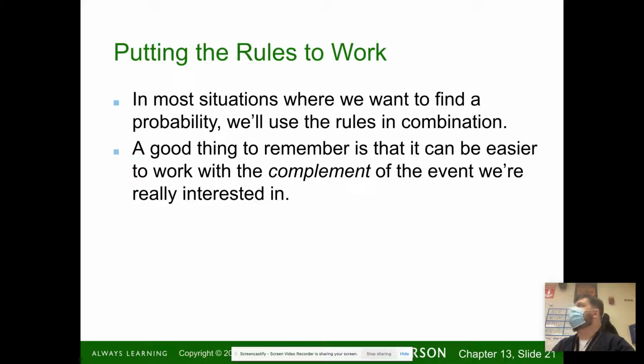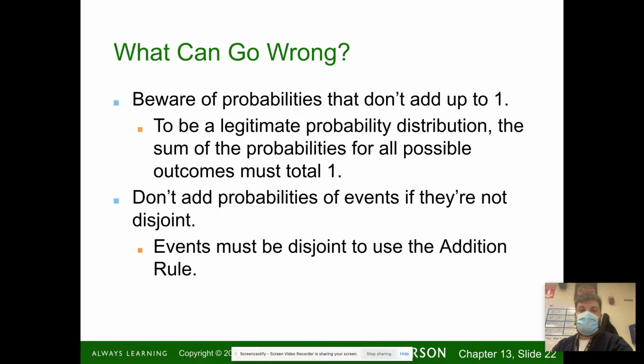So if I say, what's the probability of getting a 5 or lower when I roll one die? The complement of that would be to roll a 6. So I could take 1 over 6 and subtract it from 1, and that would give me the probability of all the other options. Okay? So beware of probabilities that don't add up to 1. That's the main thing. When you add all this stuff up, if it doesn't add up to 1, you messed up somewhere. To be a legitimate probability distribution, the sum of the probabilities for all possible outcomes has to equal 1, because that means 100% of the events could occur.